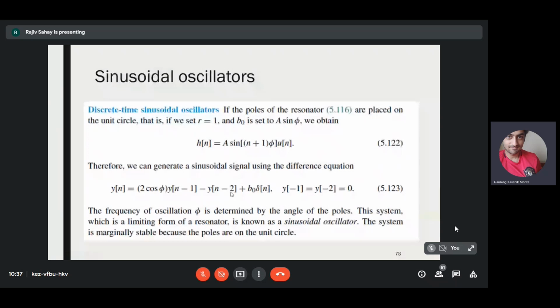And this is an oscillator. So this is a limiting form of a resonator. The system is marginally stable because the poles are on the unit circle. If the poles go out of the unit circle, then it is an unstable system. So this is the limit of a resonator. The resonator will behave like an oscillator once the poles are kept on the unit circle.